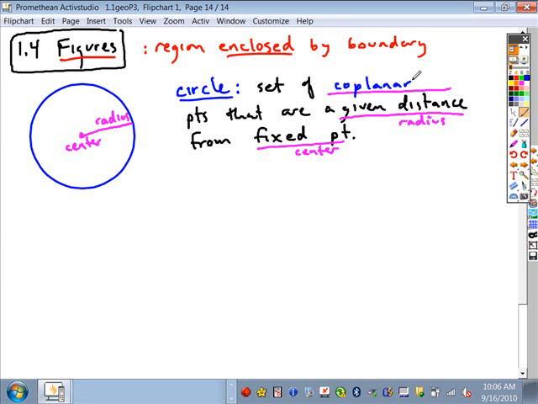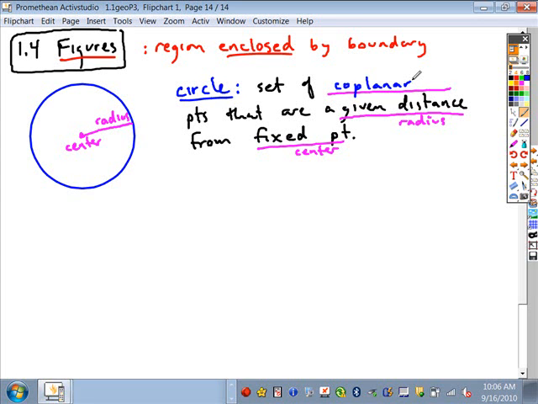Be very careful of it. The reason why I'm specifying this is you will see something like this on quizzes, tests, or finals. This almost exact same question. Be prepared to distinguish. If it doesn't say coplanar points, it doesn't mean circle.